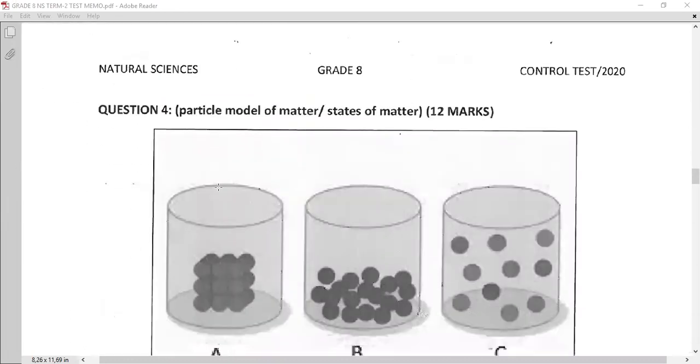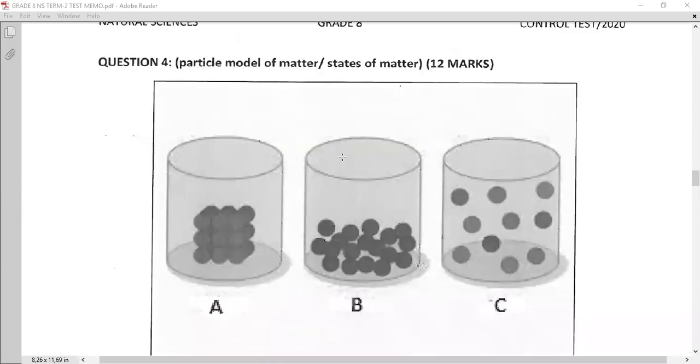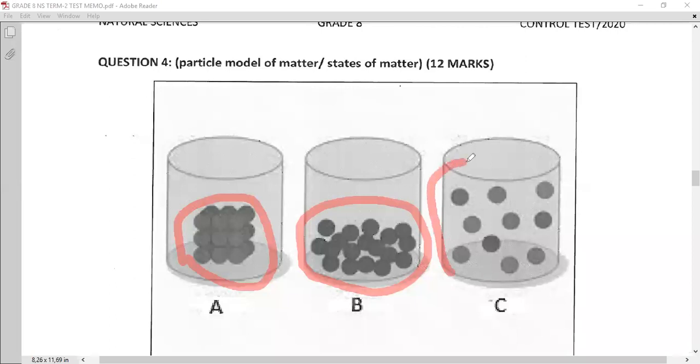Let's move on to question 4. As you can see on this diagram, question 4 is about the particle model of matter that we discussed. In A, the particles are close to each other in a solid shape, and there is the same amount of particles in B, but they are moving away from each other. They have more irregular shapes, there is more space, and the particles move away from each other. This is about states of matter.